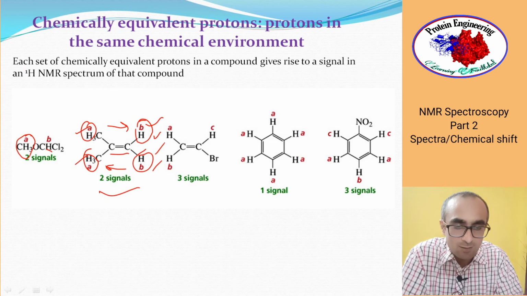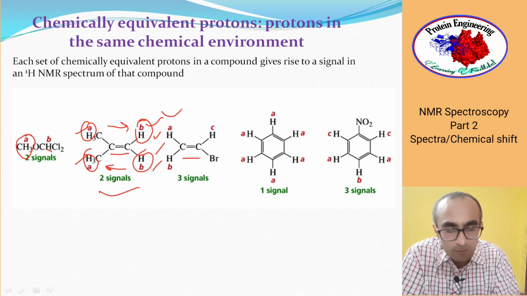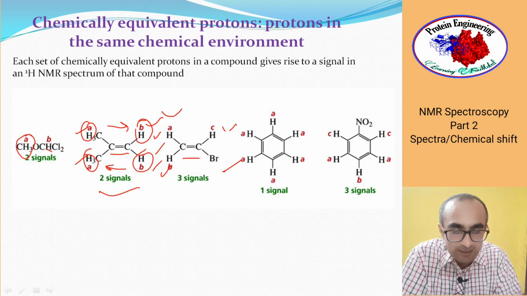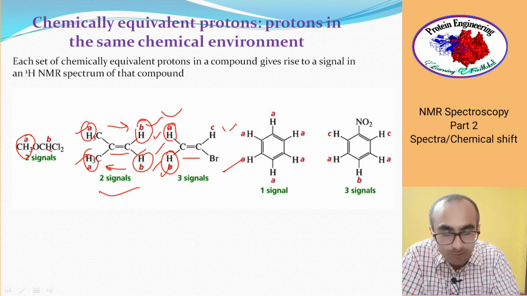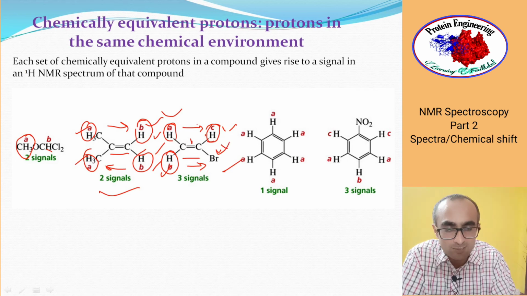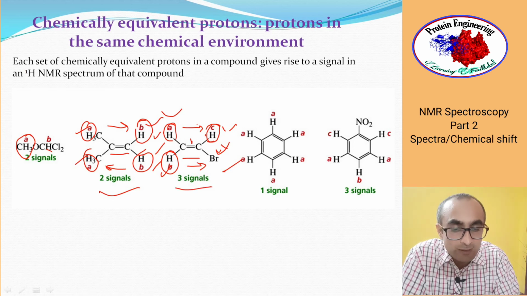Or if you have a compound like this one where you have a C=C double bond, on one side you have H and H, on the other side H and Br. In this case, this is A type proton, this is B type proton. Because there is a double bond here, they cannot rotate, so they both have a unique environment. So they will give rise to two peaks. And similarly, this is a C type proton which has a different environment. You have Br on one side and rotation is not possible, so you will get three signals from this compound.